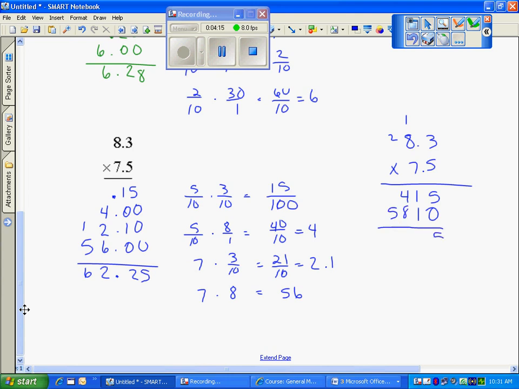Combining the columns, 1 and 1 is 2, 8 and 4 is 12. Regroup the 1, I get a 6. Counting the number of digits to the right, there are 2, so it fits here. So it is 62 and 25/100.